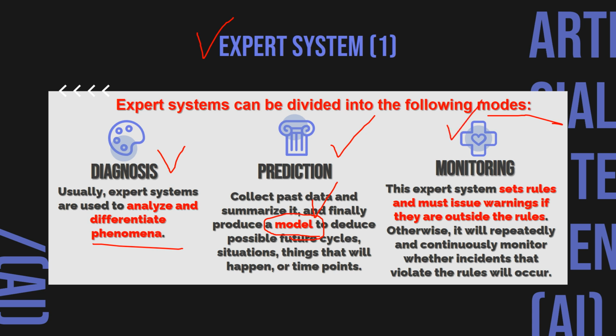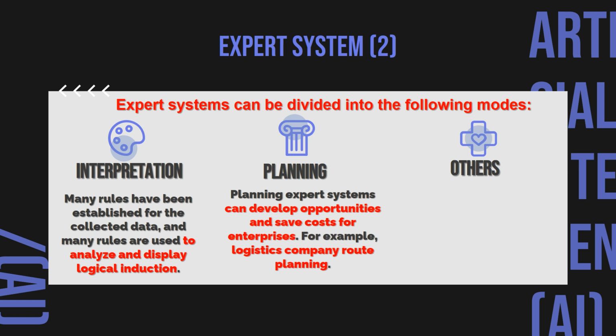And third one is monitoring. So the expert system sets the rules and must issue warnings if things are outside the rules. Otherwise, it will repeatedly and continuously monitor whether incidents that violate the rules will occur. And number 4, interpretation. Many rules have been established for the collected data, and many rules are used to analyze and display the logical induction.